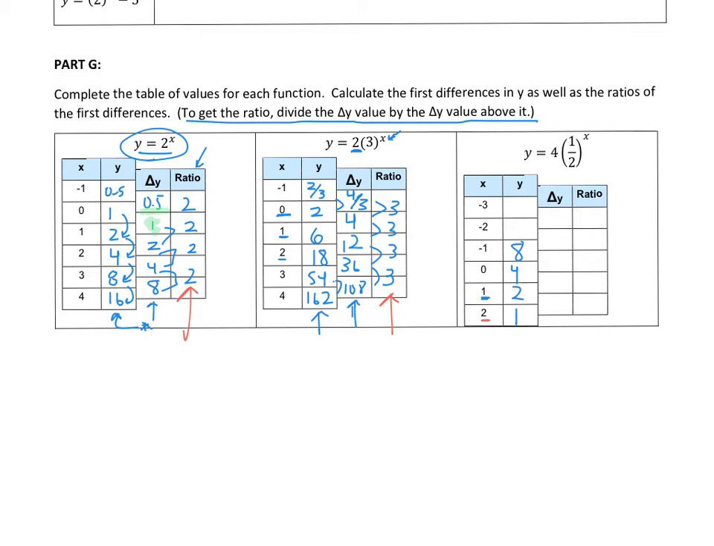I think I see a pattern working backwards here. I'm doing 1 times 2 to get 2. 2 times 2 to get 4. 4 times 2 to get 8. 8 times 2, this will be a 16. And this should be a 32.